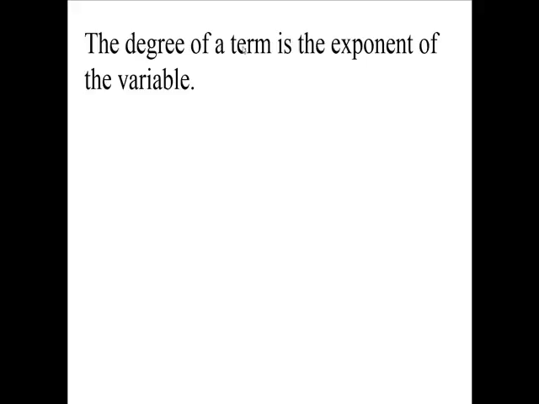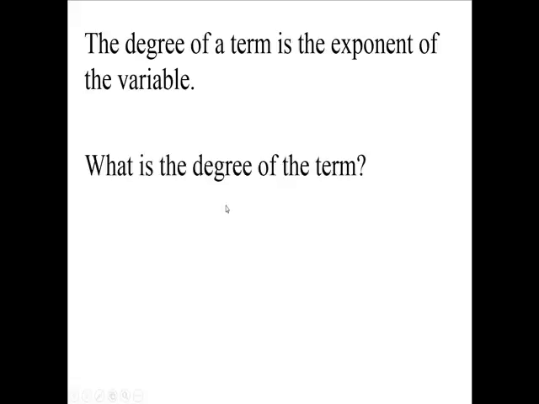The degree of a term or a monomial is the exponent of the variable. Okay, so when you talk about degrees, you're talking about powers, or you're talking about exponents. I like to think of it this way. The degree is the number of letters it has. All right, for instance, this is x to the fourth power. So you can see that exponent is 4, degree is 4.